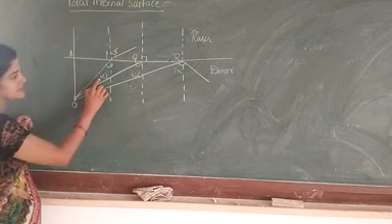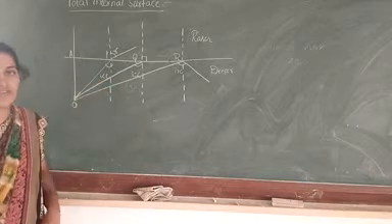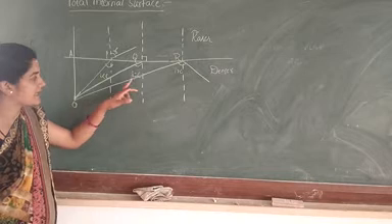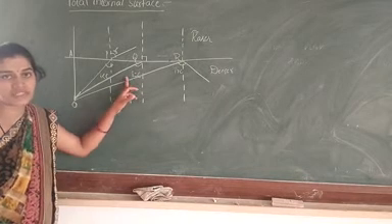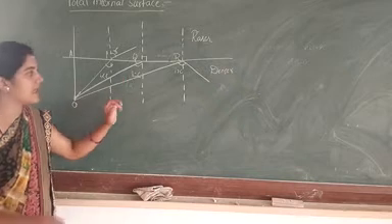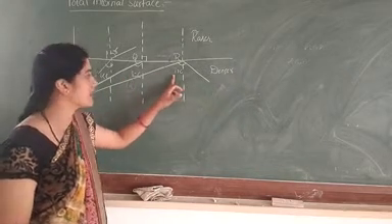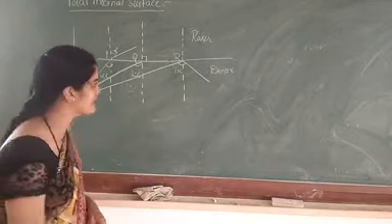Next here we are considering I is less than C. I means the angle of incidence lesser than the critical angle. Again here we are considering I is equal to C. I means angle of incidence, which is equal to the critical angle. And again here we are considering I is greater than C. I means the angle of incidence which is greater than the critical angle.